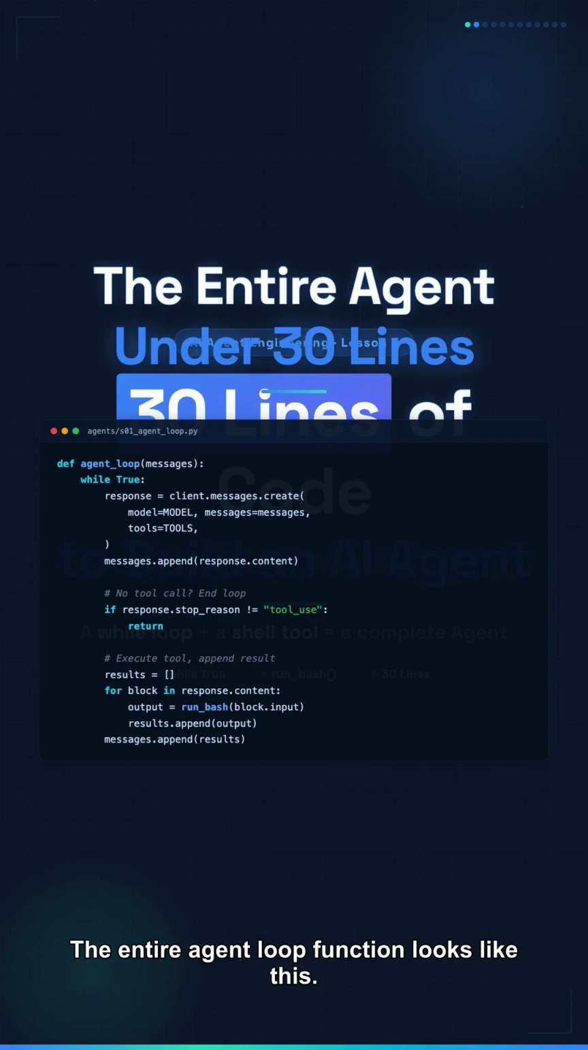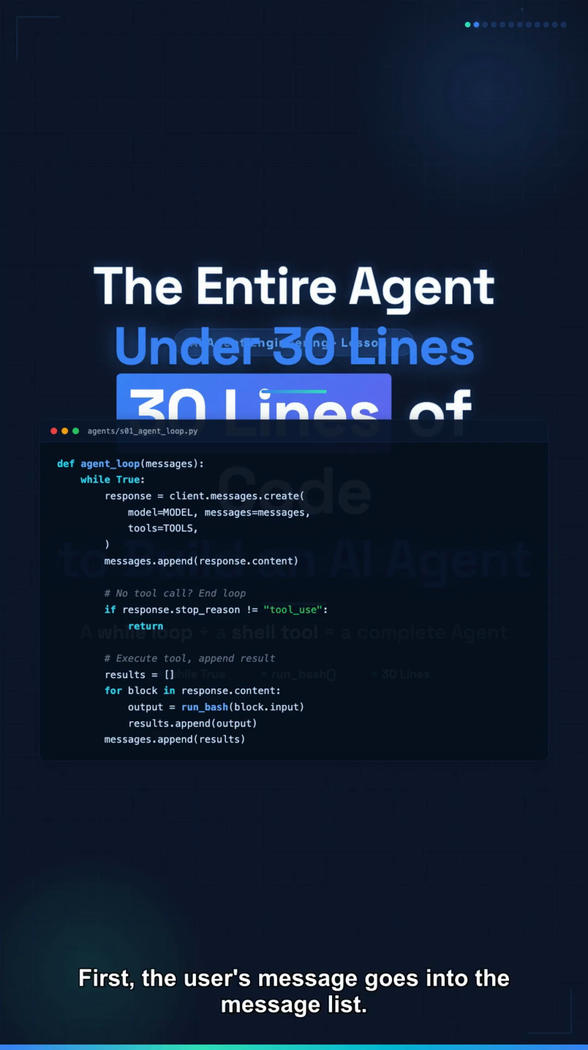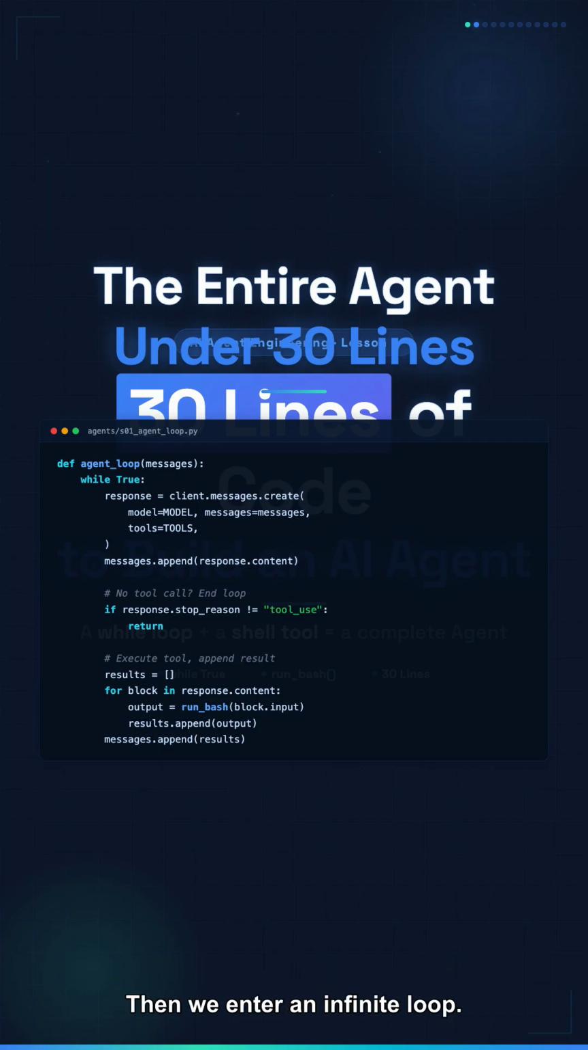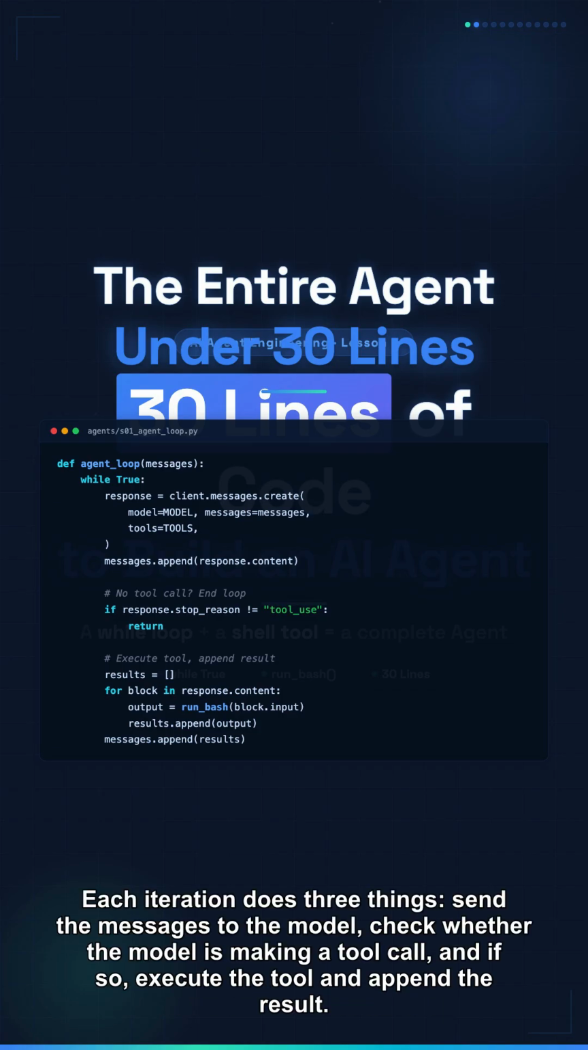The entire agent loop function looks like this. First, the user's message goes into the message list. Then we enter an infinite loop. Each iteration does 3 things: send the messages to the model, check whether the model is making a tool call, and if so, execute the tool and append the result.